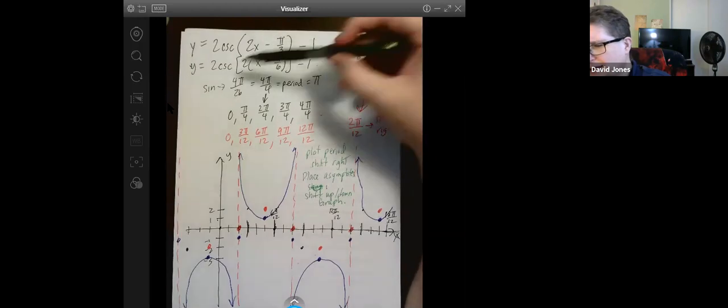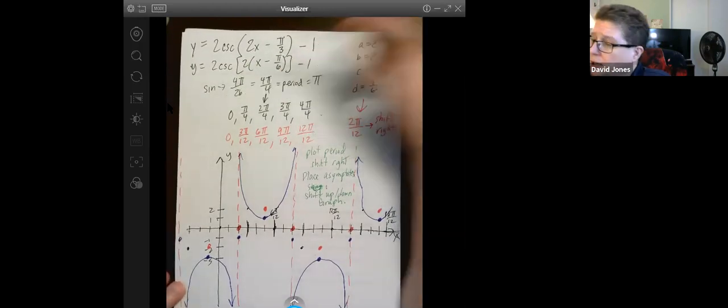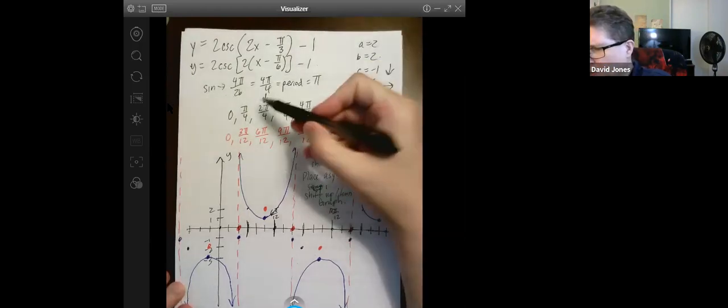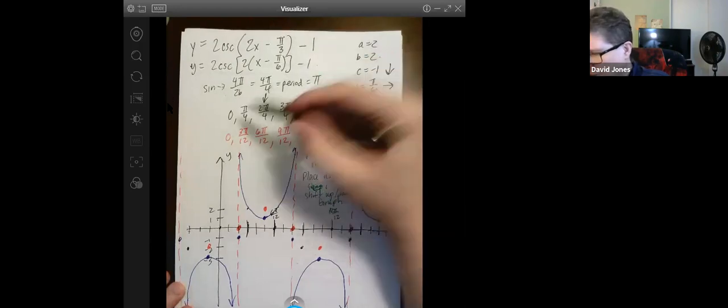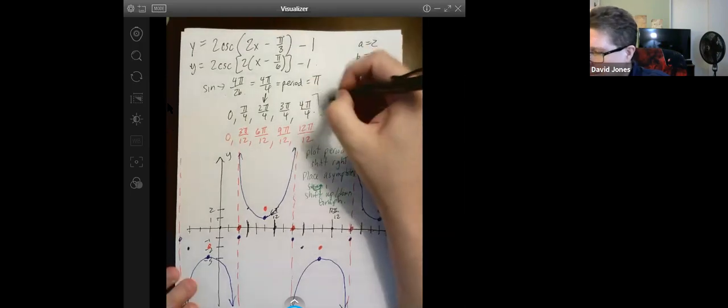So we're working with our reciprocal function, which is sine. We have 4 pi over 2b, and b is 2. So we put in 2 for b. We've got 4 on the bottom, and so we have denominators of 4. These are my base points.